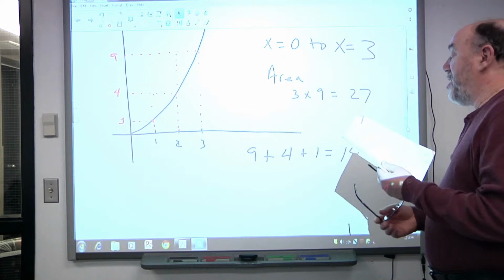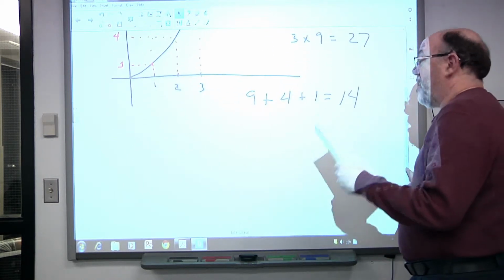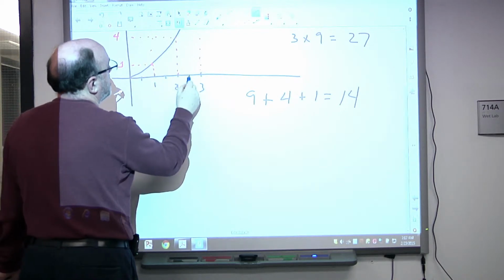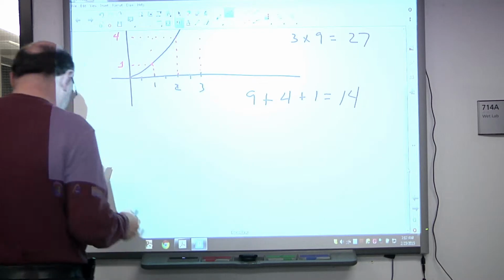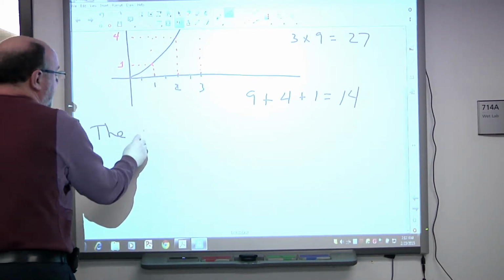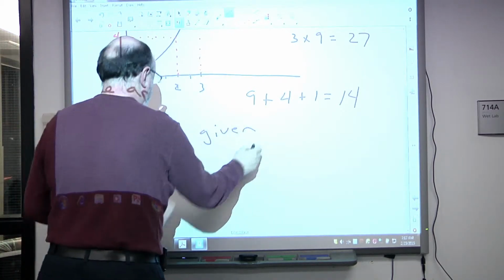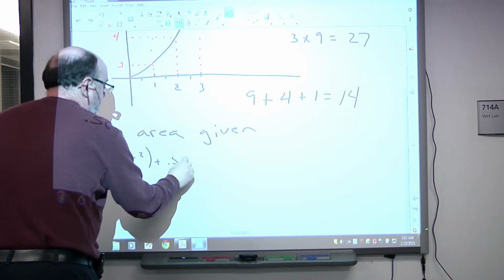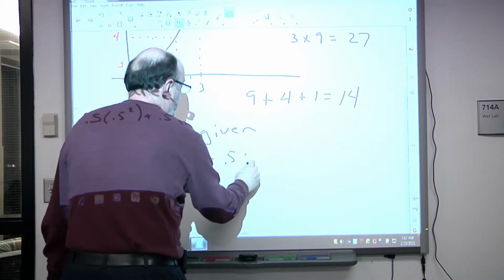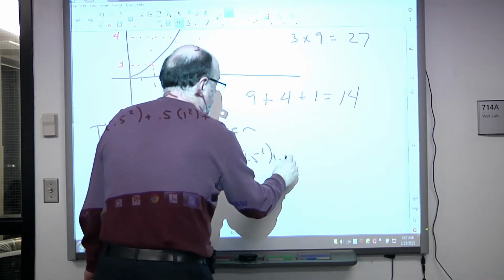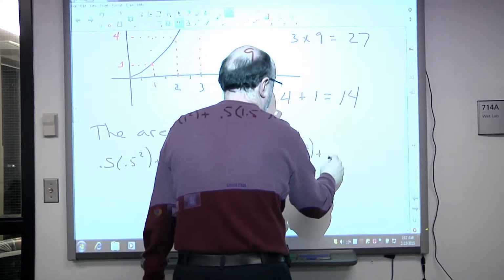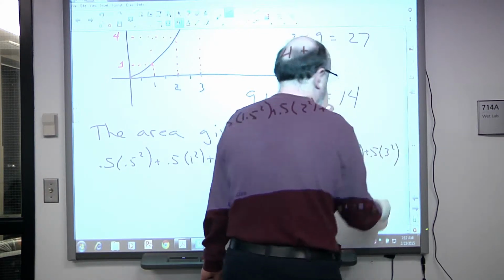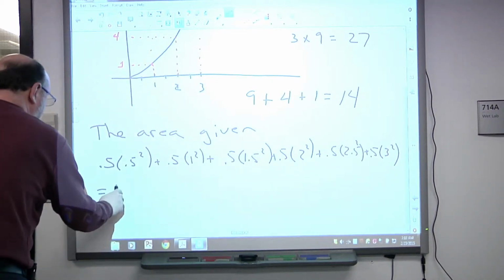So we can start getting even better than that. Let's say now we decide to break each one of these up into halves. We're going to split each one of those rectangles in half. And so the area now would be 0.5 times 0.5 squared plus 0.5 times 1 squared, plus 0.5 times 1.5 squared, plus 0.5 times 2 squared, plus 0.5 times 2.5 squared, and then 0.5 times 3 squared.